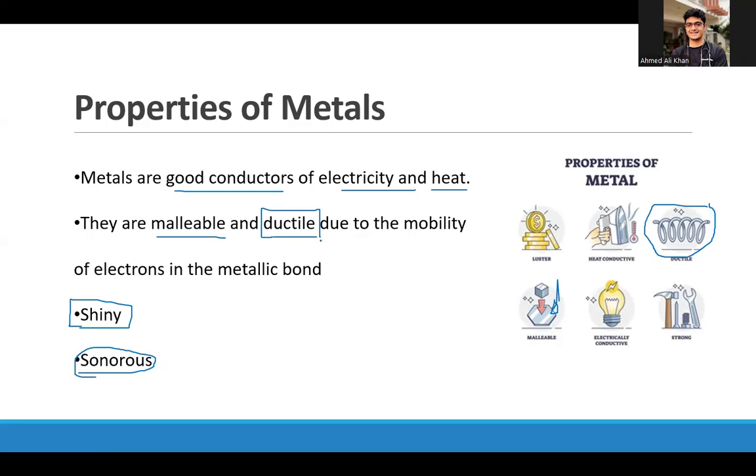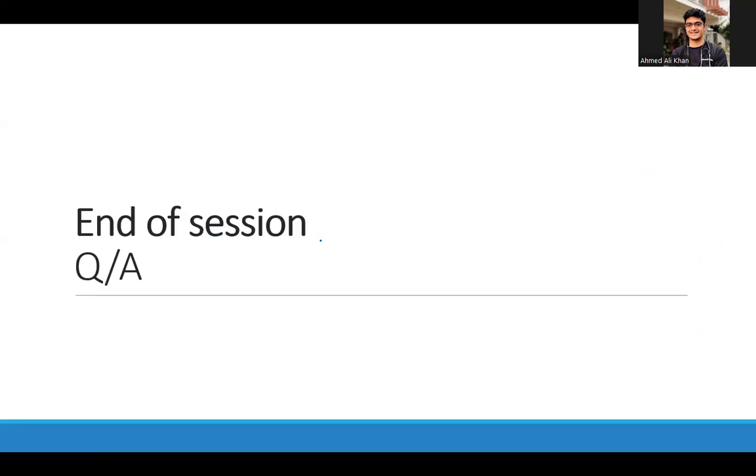So these are some of the properties of metals, and that ends our session. It was pretty simple. For the next session we'll discuss giant covalent structures, and we can also revise bonding, because our goal for this week was to complete unit 2. We'll also briefly go over moles and stoichiometry, and we'll start unit 3.